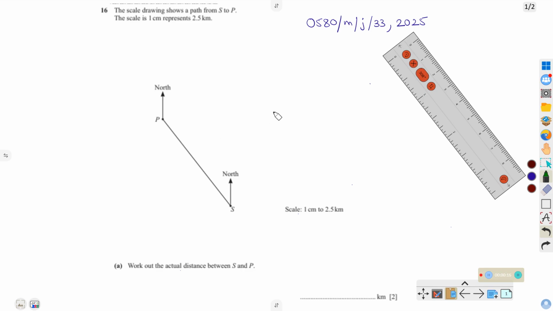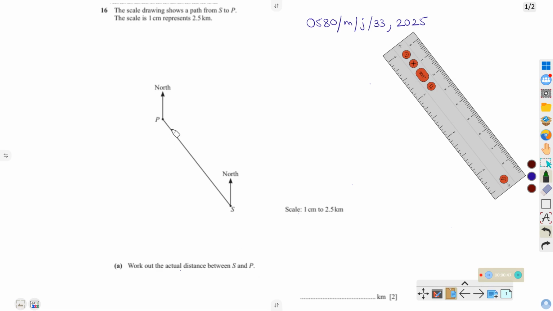So now in this question there are three types of questions where I want to explain to you how to do them. The question says the scale drawing shows a path from S to P. The scale is 1 centimeter represents 2.5 kilometers. So there is already a path given here from S to P and the scale is 1 centimeter as 2.5 kilometers. So question A, they are asking that work out the actual distance between S and P.